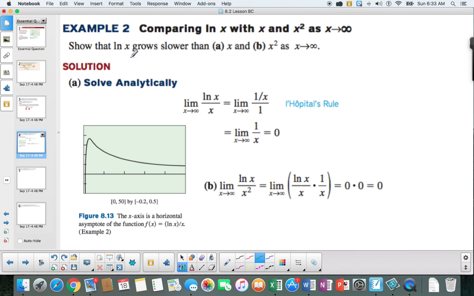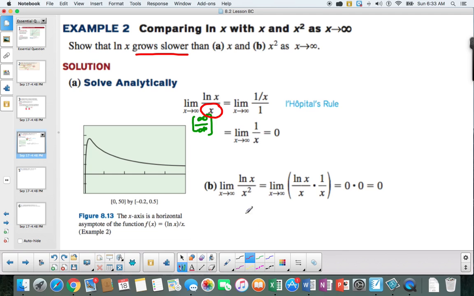Let's take a look at comparing the natural log of x with these two. So natural log of x and x. This is an infinity over infinity situation. I'm going to use L'Hopital's rule. As x approaches infinity, we get 0. Getting 0 means that the denominator was dominating, which tells us the natural log grows slower.